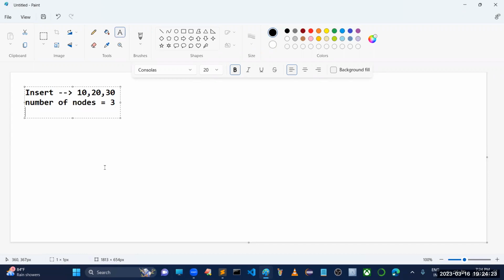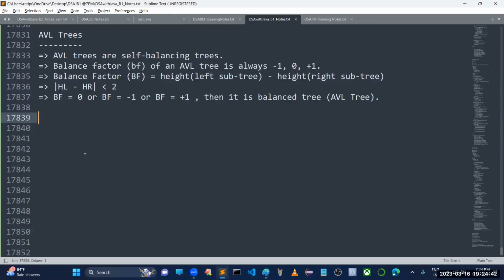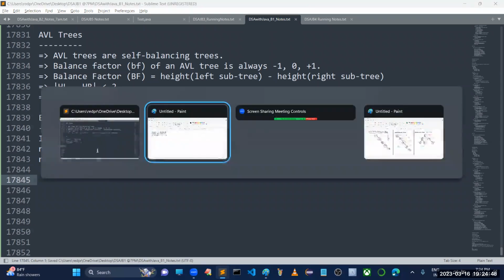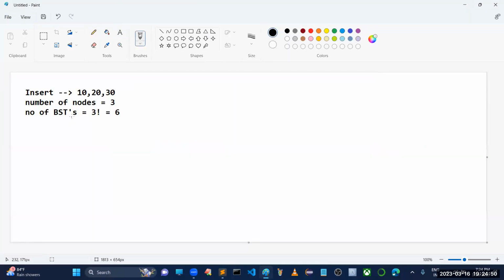With this, how many possible BSTs can we convert? The number of BSTs is n factorial, 3 factorial, so we can frame 6 binary search trees with the help of these nodes. Of course, I'm taking the combinations. Let me construct them one by one.